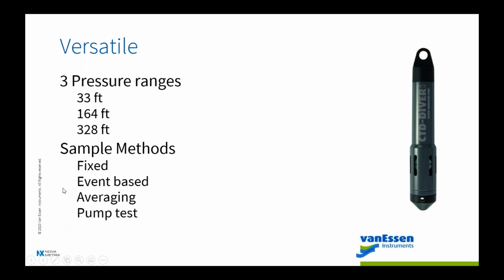Sample methods, and these are all available on our website, what each of these means. Briefly, fixed, obviously, set it, and it'll go to that 1 hour, 1 minute, 1 second measurement. Event-based is similar in that it's going to look every 1 hour, 1 minute, 1 day, but it's only going to record if it sees a change on a percentage that you've indicated. Averaging is pretty straightforward. And then pumping tests. The nice thing about pumping tests is that we do have preloaded tests in the software that you can choose, and it'll tell you what each of them are, or you can customize your own pumping test to your needs.